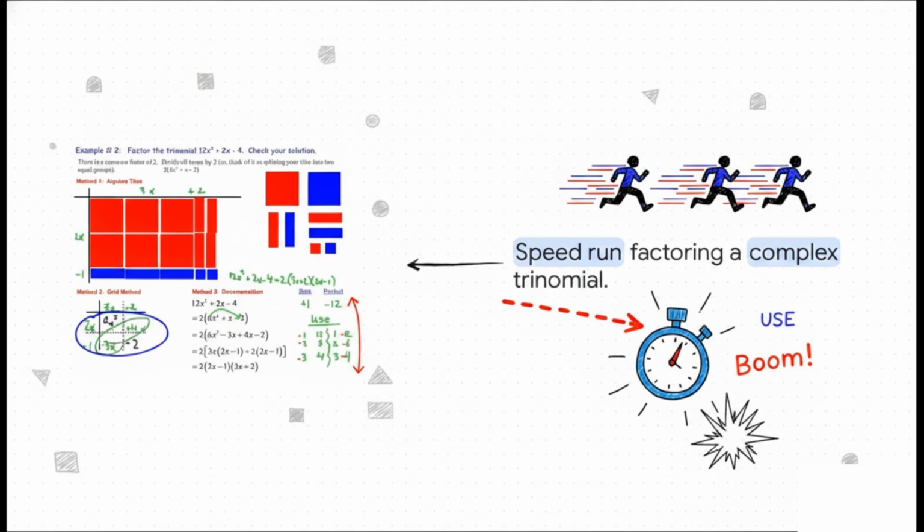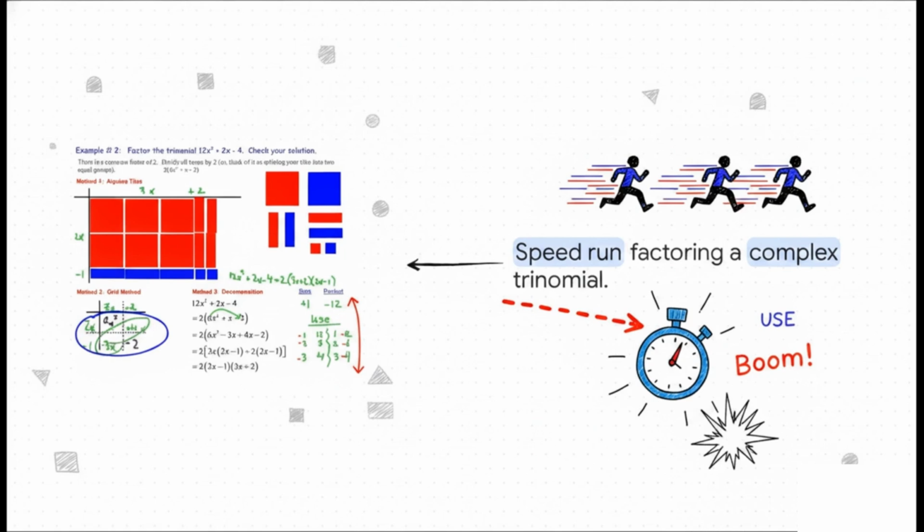Our equation is 12x squared plus 2x minus 4. Step 1, check for GCF. Yes, they're all even. Pull out a 2. We're left with 2 times the quantity 6x squared plus x minus 2. Step 2, AC method time. 6 times -2 is -12. Step 3, what multiplies to -12 and adds to our middle +1? +4 and -3.